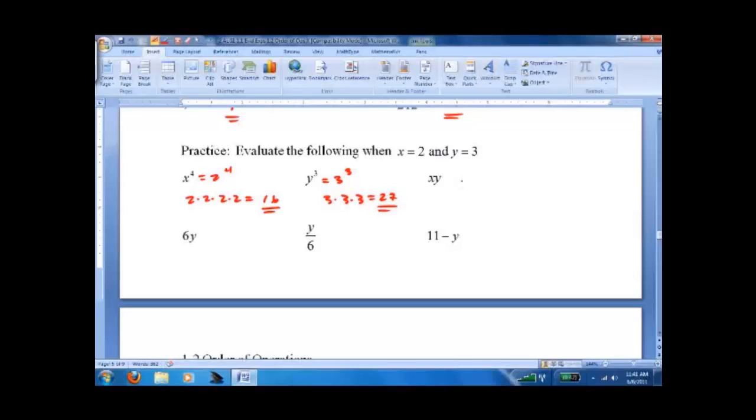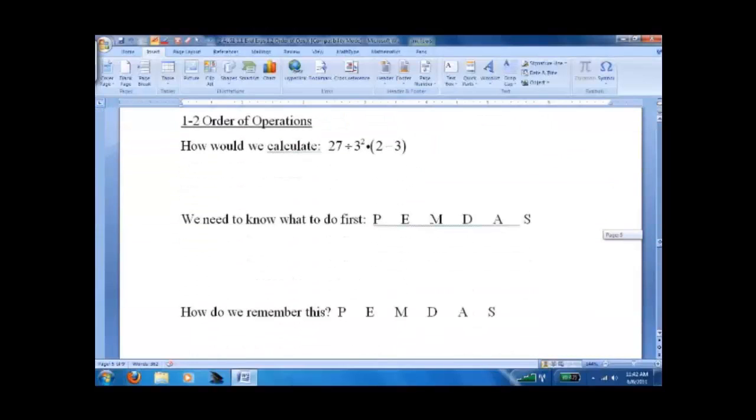This is x times y, which is 2 times 3, which is 6. 6 times y, which is 6 times 3, which is 18. This is y over 6, which is 3 over 6, which is 1/2. Could we write that as a decimal? Yes, we could. We'd rather leave it as a fraction. Us math geeks like it that way. Don't ask why. 11 minus 3 is 8. And that's it. Flip page over, and we'll try some order of operations.